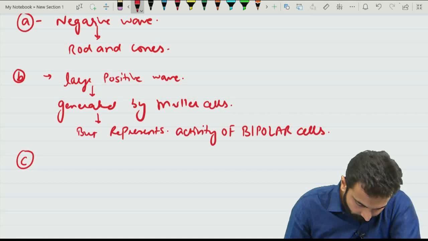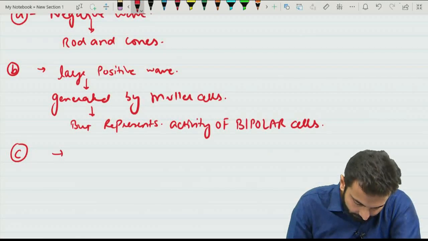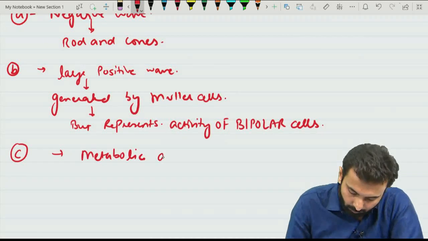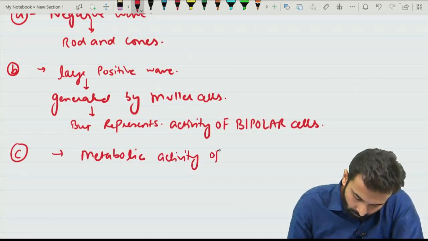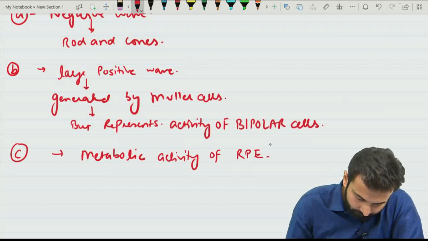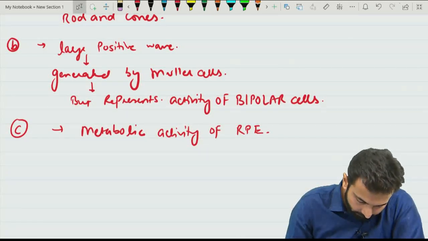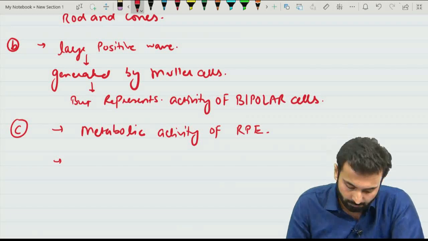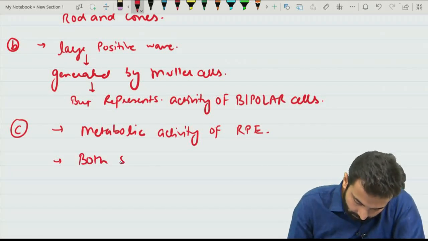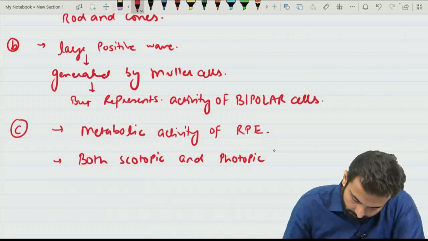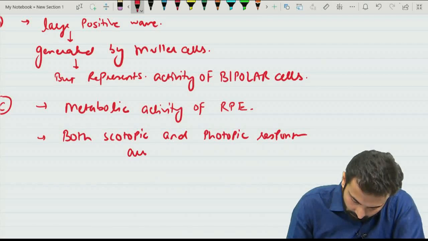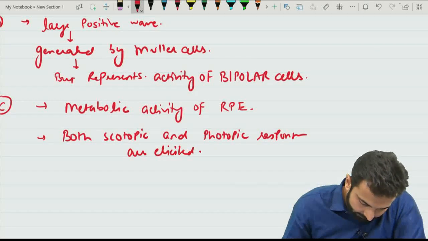Coming to C wave. This is also a positive wave, and it represents the metabolic activity of retinal pigment epithelium. And one thing that you should remember is that in ERG both scotopic and photopic responses are elicited. Both responses are elicited, right?